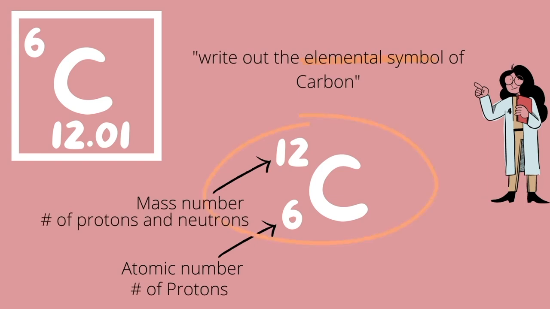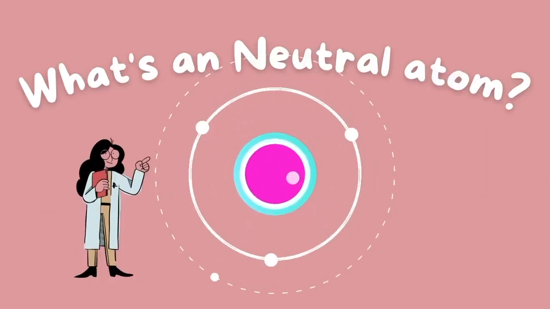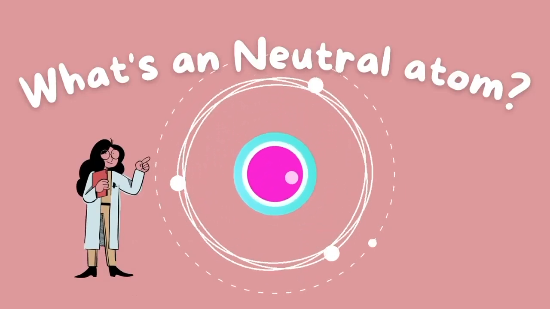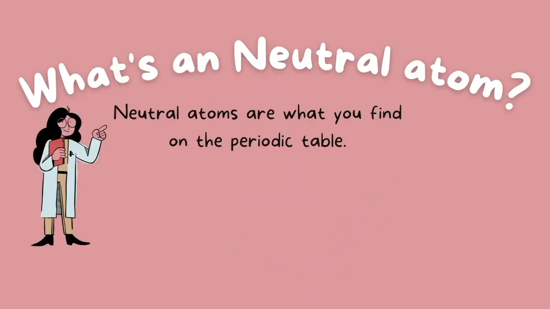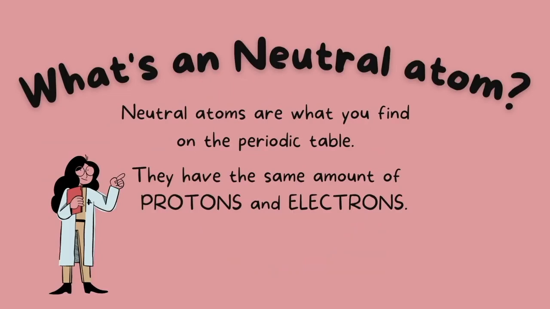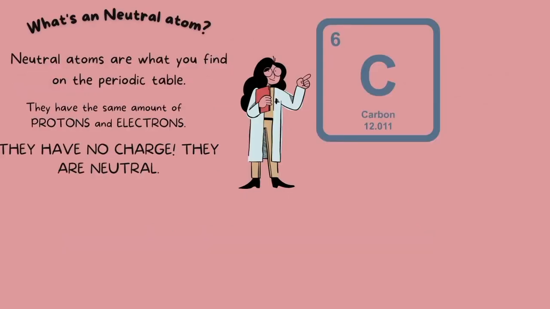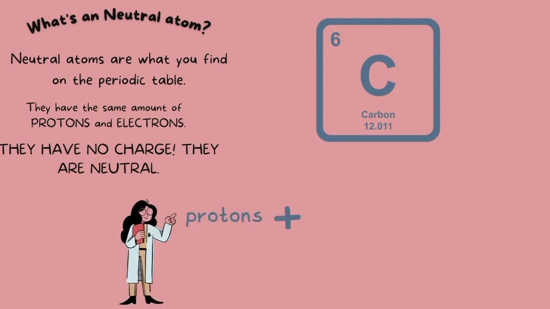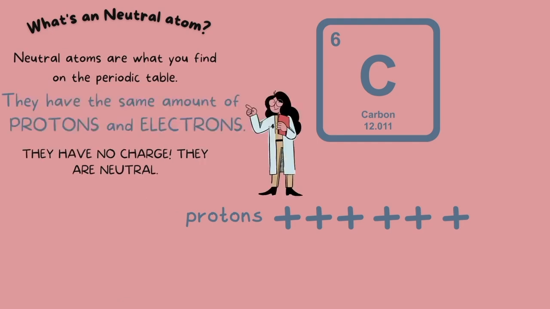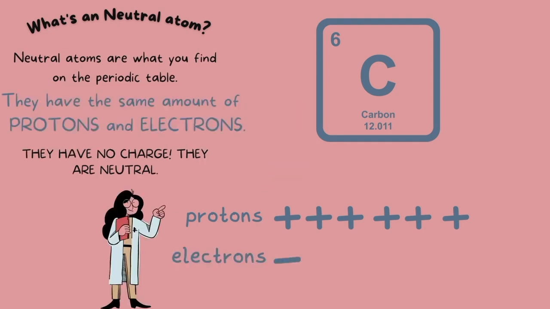So what is a neutral atom? Or what makes an atom neutral? Neutral atoms are what you find on the periodic table. They have the same number of protons as they do electrons. And they have no charge. They are neutral. Let's take this carbon for example. What makes this carbon neutral? We know it has 6 protons because we can see it has an atomic number of 6. And because it is neutral, it has the same amount of electrons as it does protons.